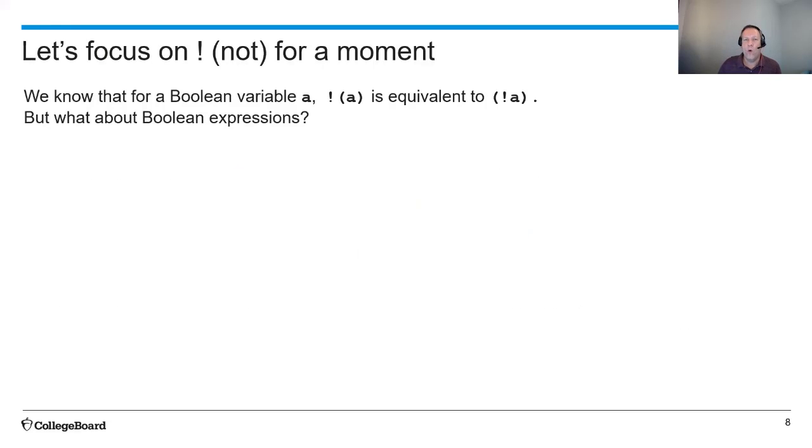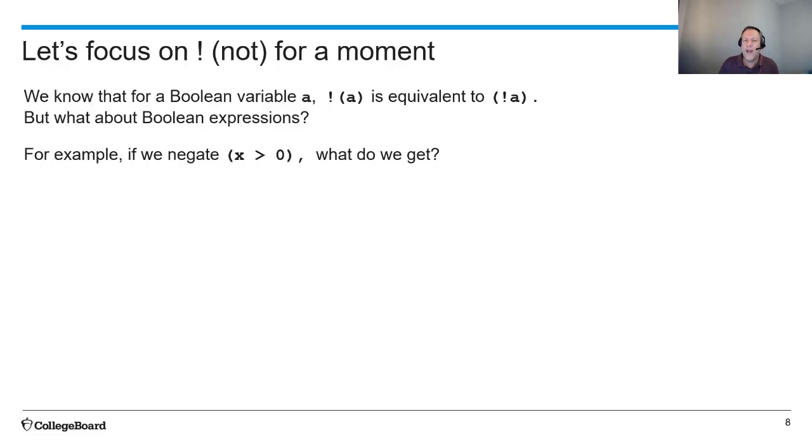Before we go any further though, I do want to focus on not here just for a moment. So we know that if we have a Boolean variable A, not A is equivalent to, well, not A, right? Not true is false and not false is true. But what about for Boolean expressions? We want to distribute that not symbol.